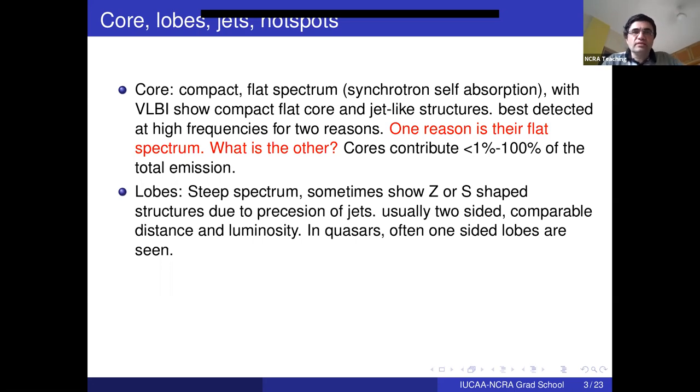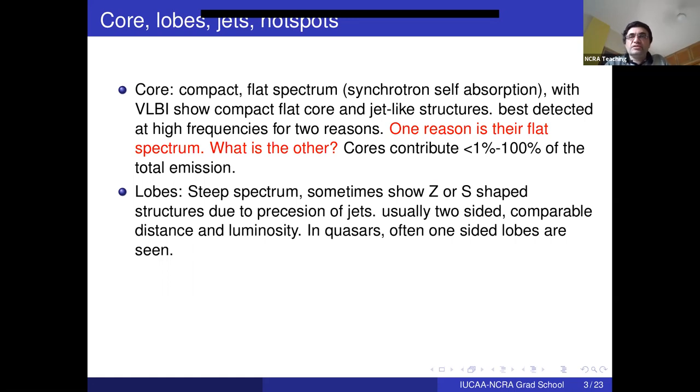The lobes are steep spectrum. As we shall see in a few minutes, these lobes can extend to very, very large sizes. The lobes sometimes show Z or S-shaped structures within them. So you can see substructure within the lobes. And this is believed to happen because of a precession in the direction of the jets.